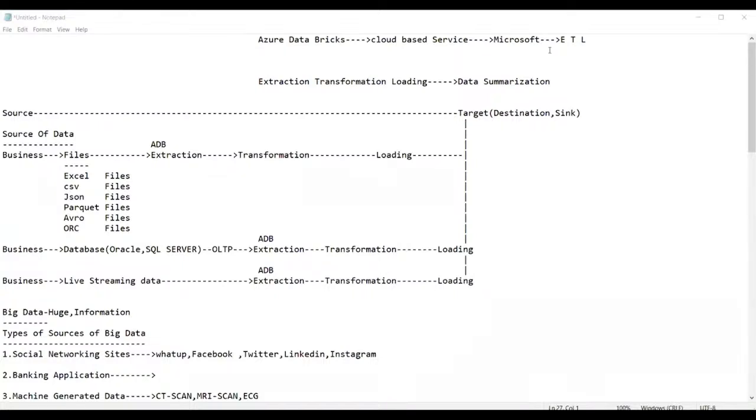With Azure Databricks, what kind of data do we usually handle, structured or unstructured? Unstructured, semi-structured, and structured. We will handle all three of them basically. Mostly you will have semi-structured data.